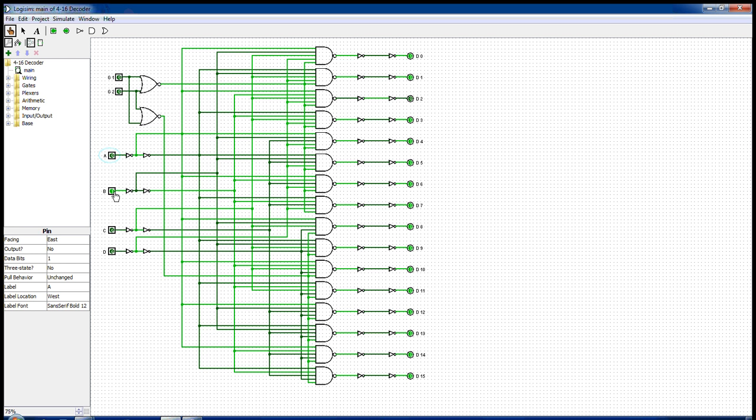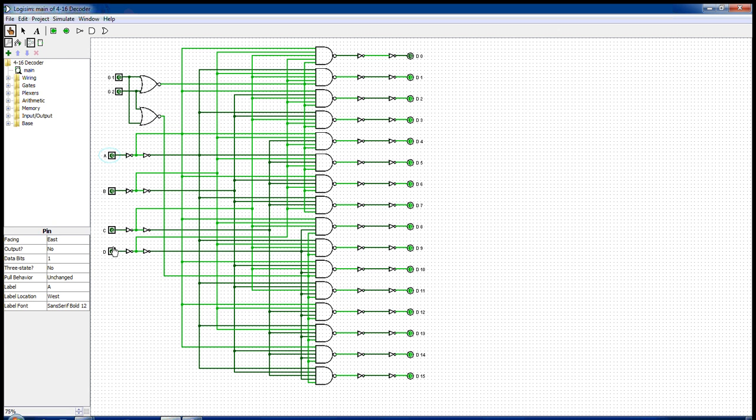Now, if we pass only the input C as 1, we see that the output D4 changes to 0. Again, if we pass A and C as 1, the output D5 changes to 0. Similarly, if we pass B and C as 1, the output D6 changes to 0. Now, if we pass A, B and C as 1, the output D7 is 0 and the rest are 1.